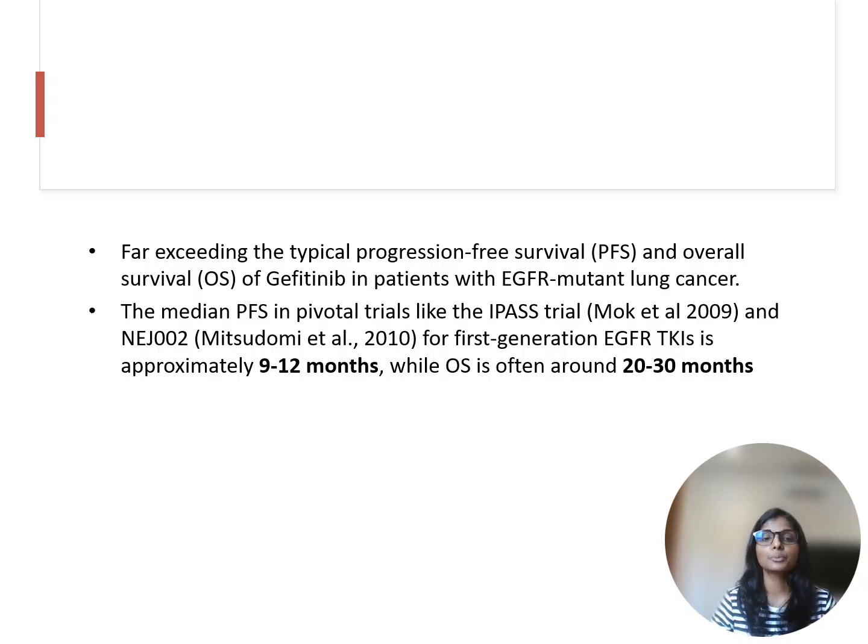So her response is far exceeding the typical progression-free survival and overall survival of gefitinib in patients with EGFR mutant lung cancer. So the median progression-free survival in pivotal trials like the IPASS trial and NEJ trials for first-generation EGFR TKI is approximately 9 to 12 months for progression-free survival, and overall survival is around 20 to 30 months. As you can see, 10 years, there's a huge gap.